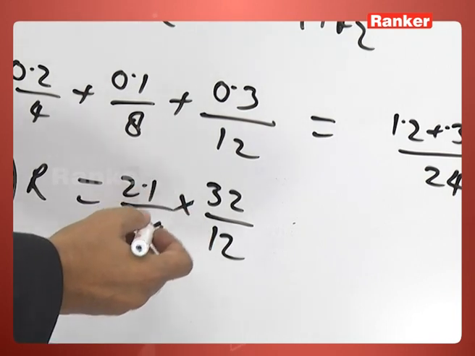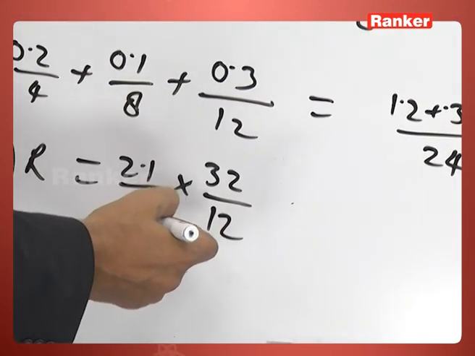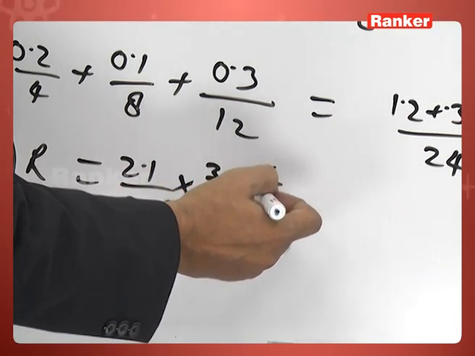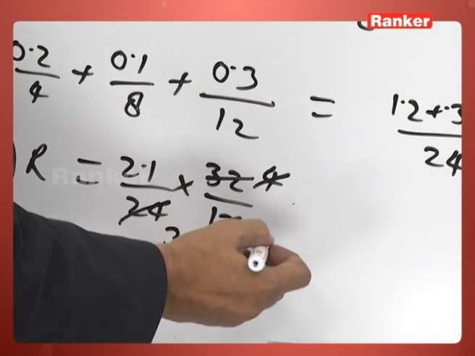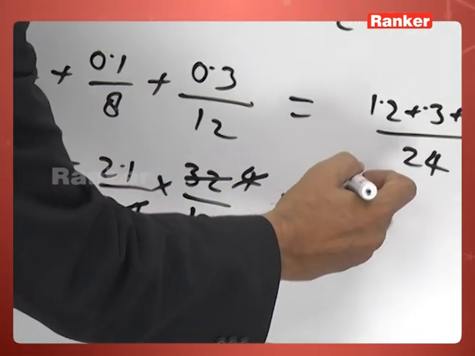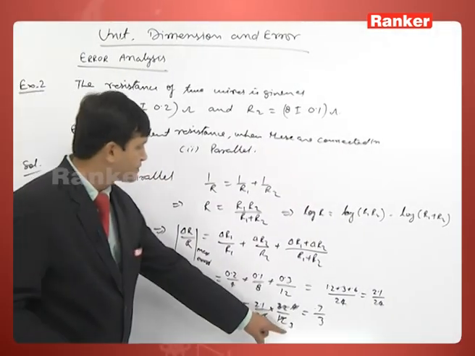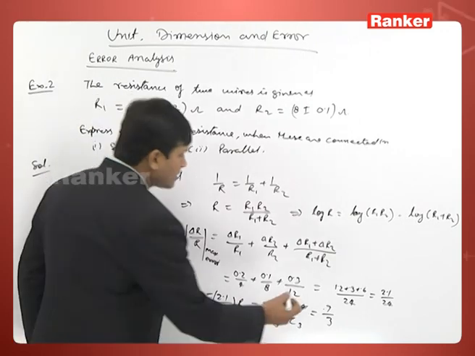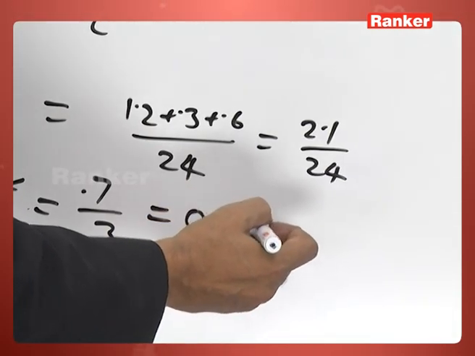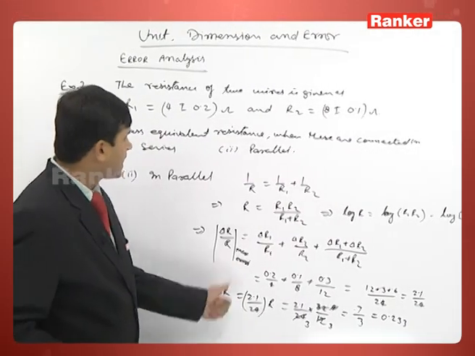Now we can simplify this one. We can divide by 8, then 4, 3 and 3 here, 0.7 by 3. We can check here 0.7 by 3. Further we can write here 0.2, 3 and 3. This is the value of delta R.